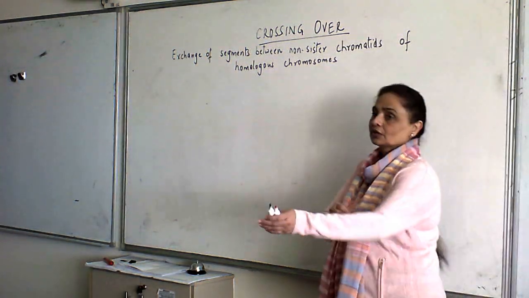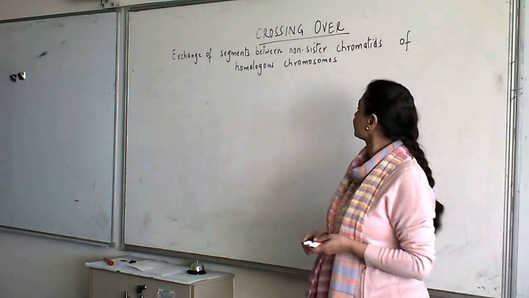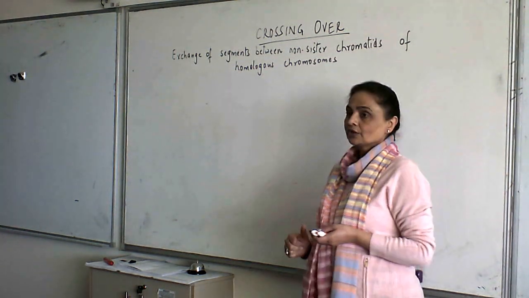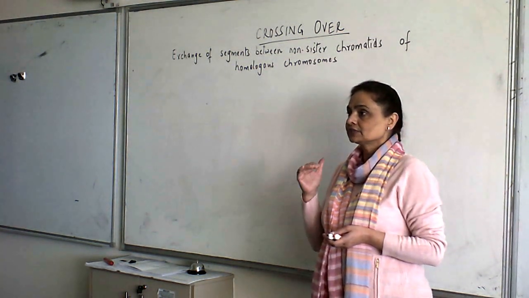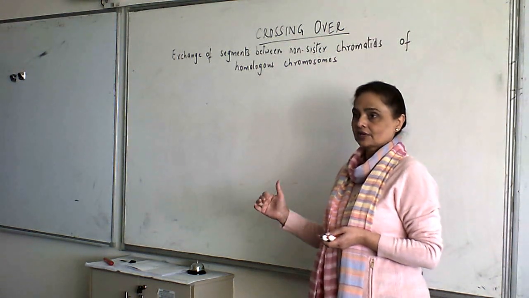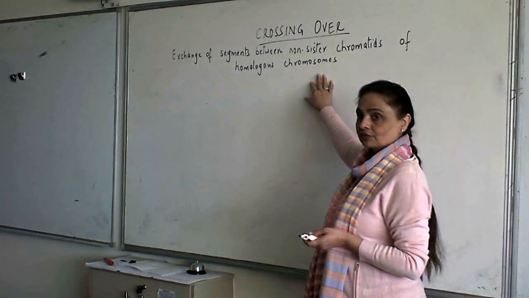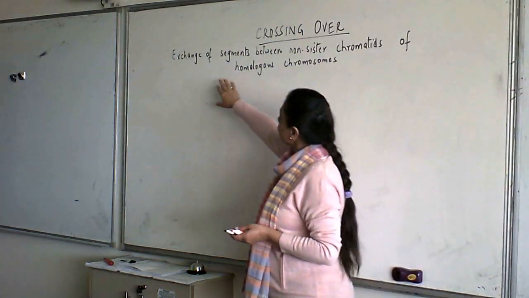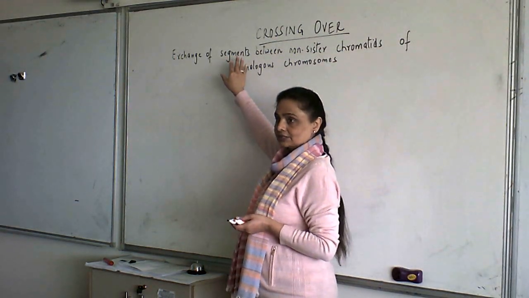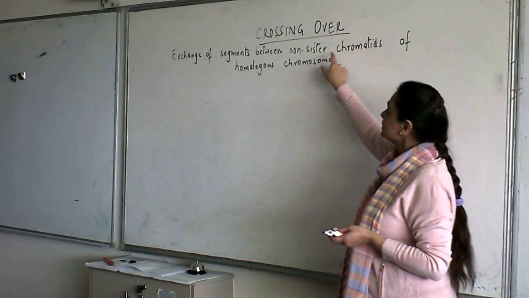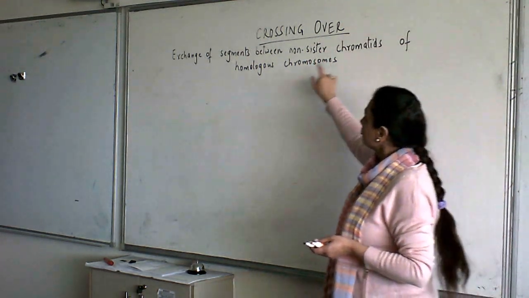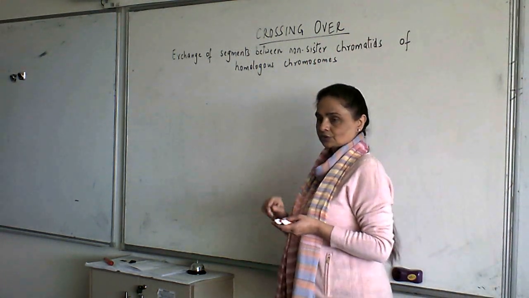Let's look at crossing over in detail now. As we know, it happens during prophase 1 of meiosis 1. What happens during crossing over is the exchange of segments between non-sister chromatids of homologous chromosomes.